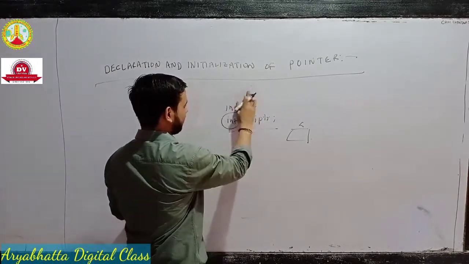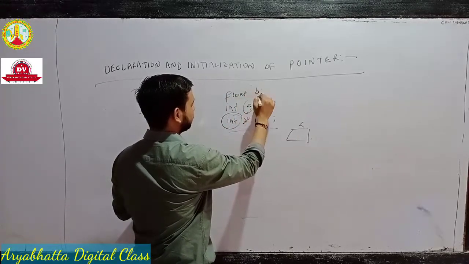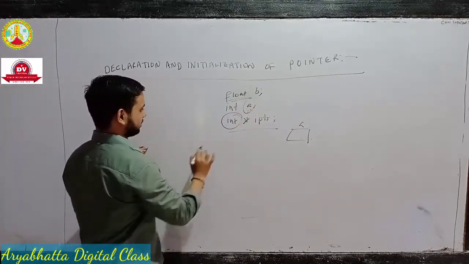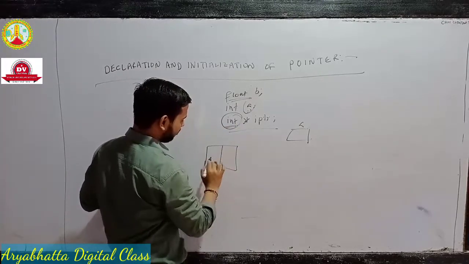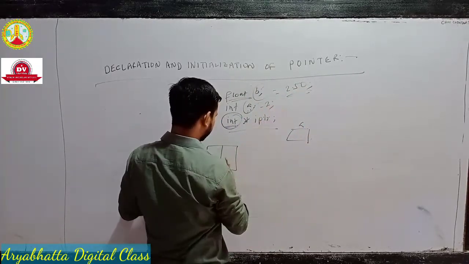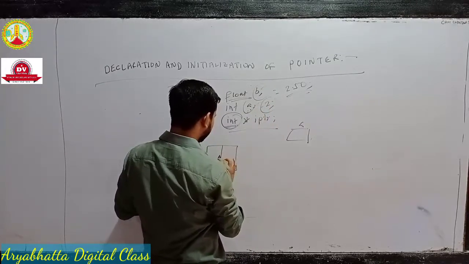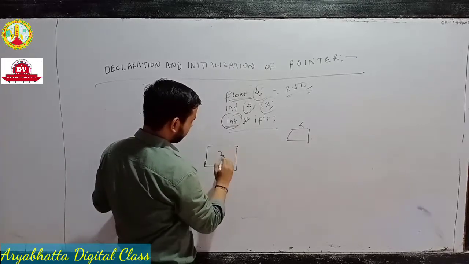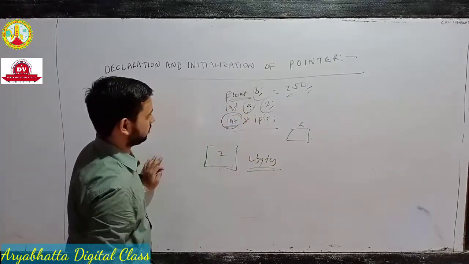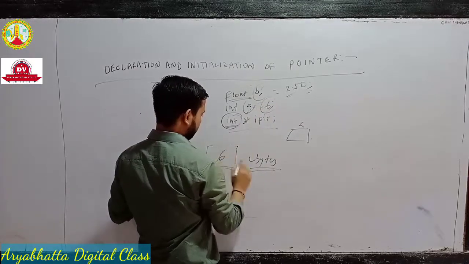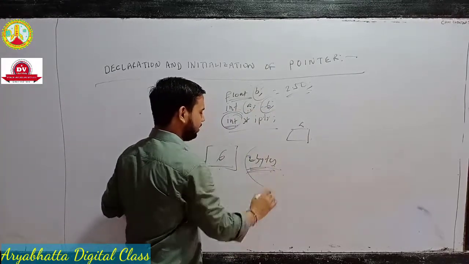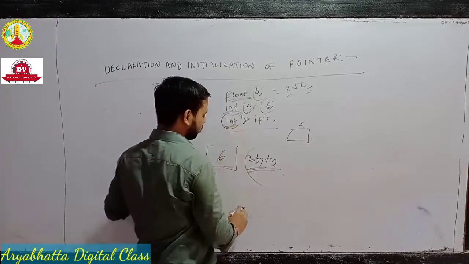See, suppose again I explain the concept with a float b, the float data type. How many memory locations do we require? 4 bytes. And for an integer pointer, we have only 2 bytes. Suppose b is equal to 2.50 and a is equal to 6. For a, we have to take a 2 byte memory location, because 6 is an integer. For the integer data type, memory consumption is 2 bytes, right?